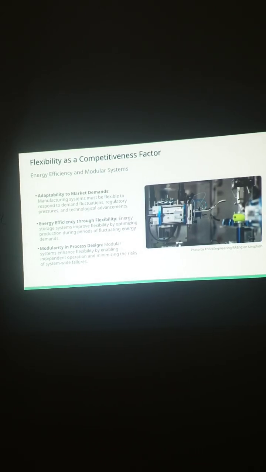Energy storage systems improve flexibility by optimizing production during periods of fluctuating energy demand. Let's say for festival days, the demand is high. Let's say for the night the demand is not that high, and for the day the demand is high. Modularity in process design: modular systems enhance flexibility by enabling independent operation and minimizing the risk of system-wide failures.